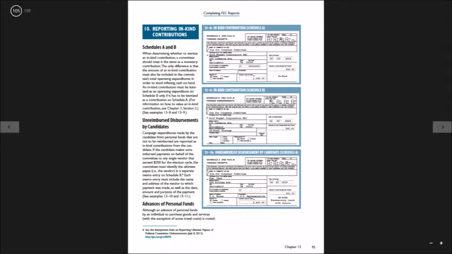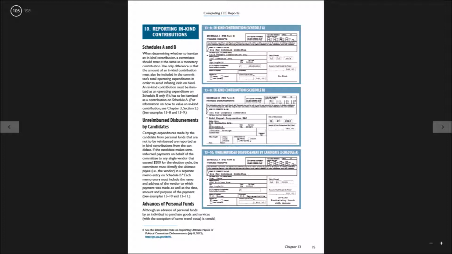Section 10. Reporting in-kind contributions. There's more forms that you should look at here. Schedules A and B. When determining whether to itemize an in-kind contribution, a committee should treat it the same as a monetary contribution. The only difference is that the amount of the in-kind contribution must also be included in the committee's total operating expenditures in order to avoid inflating cash on hand.